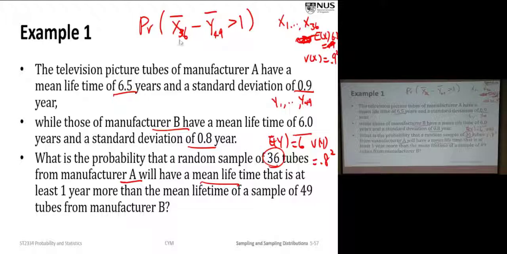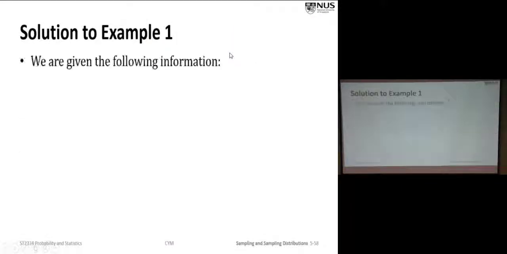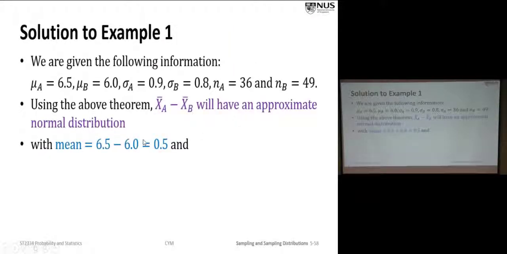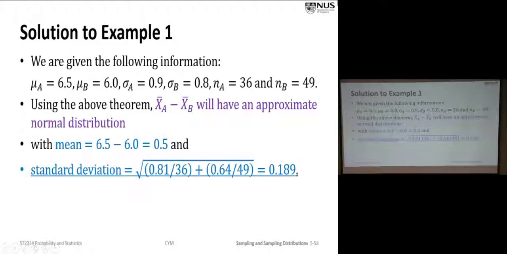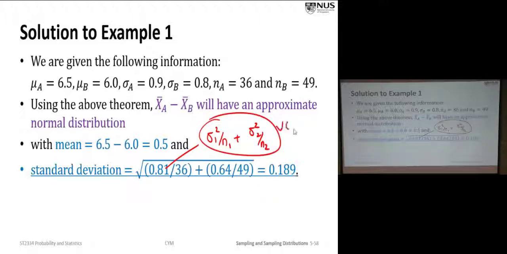In order to find this probability, you must know the distribution of the difference of these two means. We work out that the mean of XA bar minus XB bar is equal to 0.5, and the variance is sigma1 squared over n1 plus sigma2 squared over n2, which is the variance of XA bar minus XB bar. We take the square root, and that is the standard deviation.